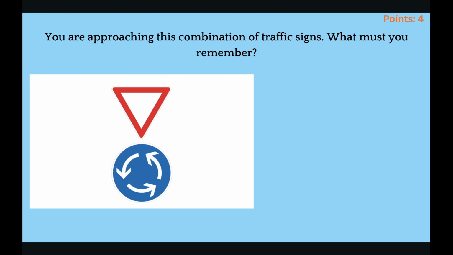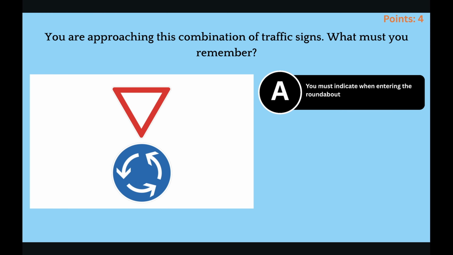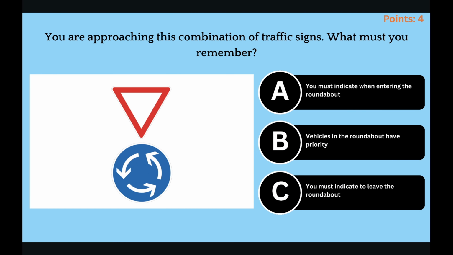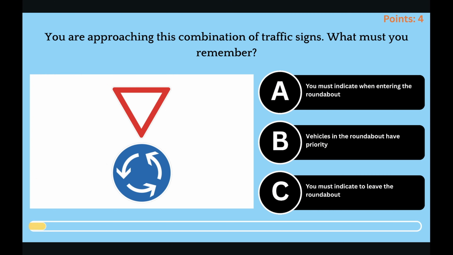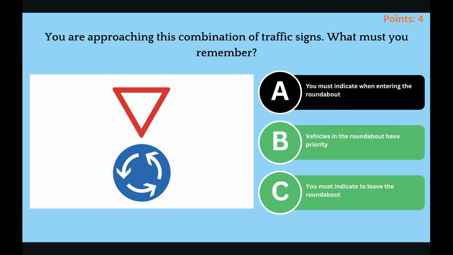You are approaching this combination of traffic signs. What must you remember? A. You must indicate when entering the roundabout. B. Vehicles in the roundabout have priority. C. You must indicate to leave the roundabout. B and C are the correct answers. Vehicles in the roundabout have priority and you must indicate to leave the roundabout.